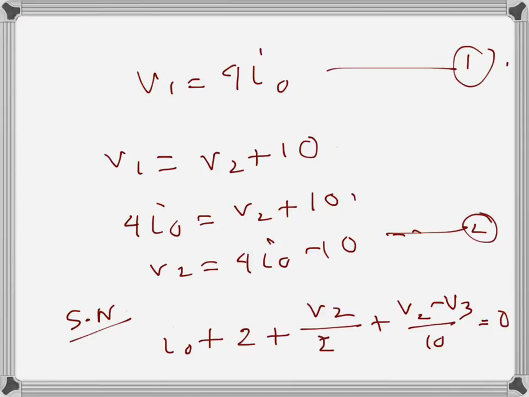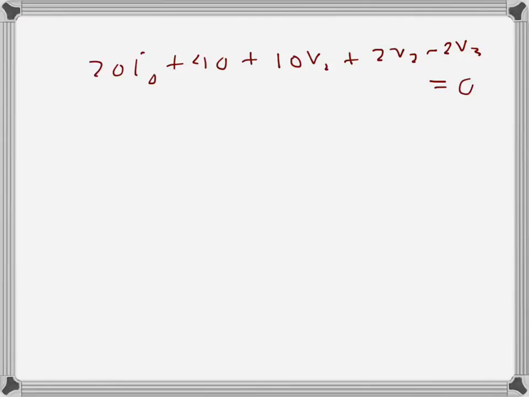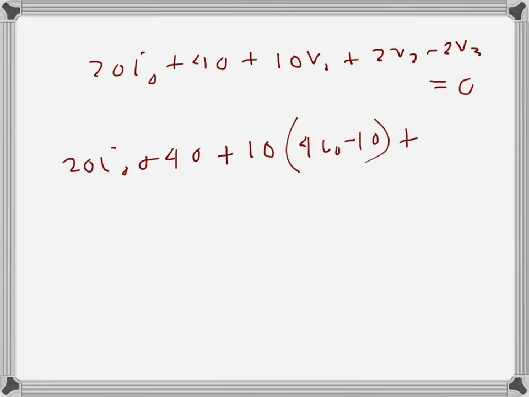So we can multiply both sides by 20 to get rid of the fraction. We get 20 I naught plus 40 plus 10 V2 plus 2 V2 minus 2 V3 equals 0. So 20 I naught plus 40 plus 10, and instead of V2 I am writing 4 I naught minus 10 in terms of I naught. These two when added will be 12, so I will write 12 directly, and then minus 2 V3.